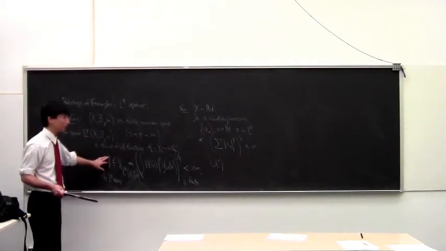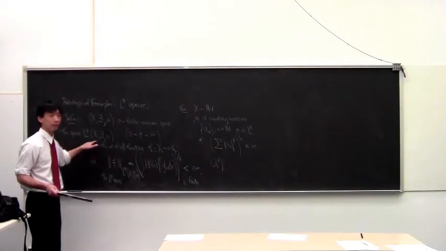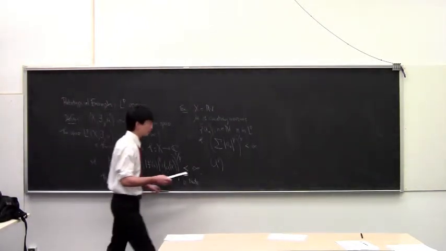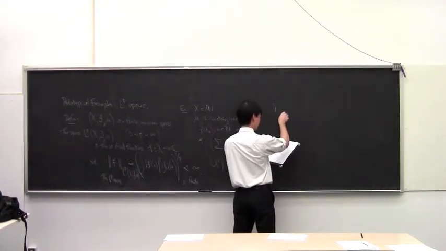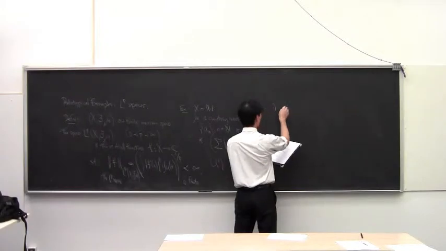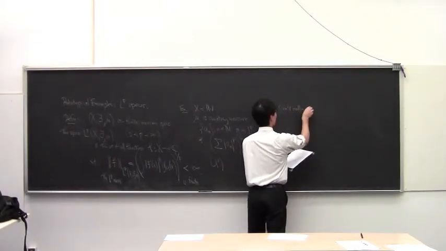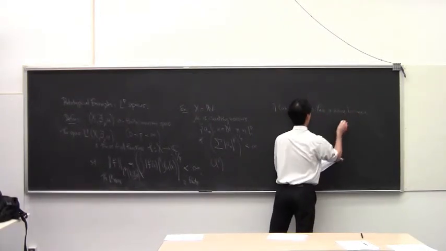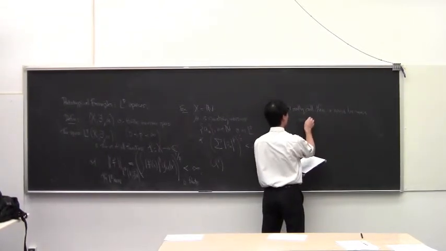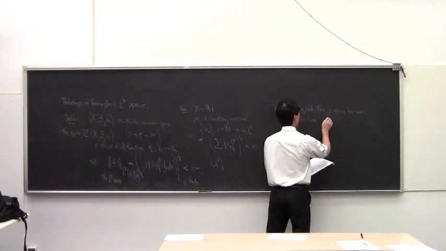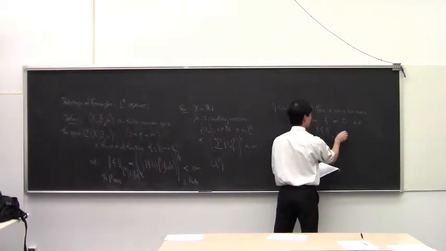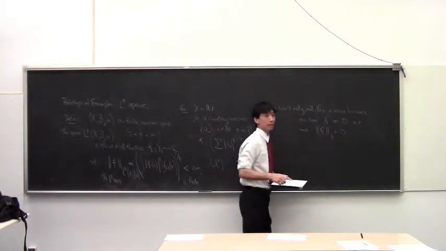Because you can have a function that is zero everywhere except for some points. That function is not the zero function, but its norm is zero. Its LP norm is zero. So we can't really call this a norm. Because you could have f equal to zero almost everywhere, and then the LP norm is zero.